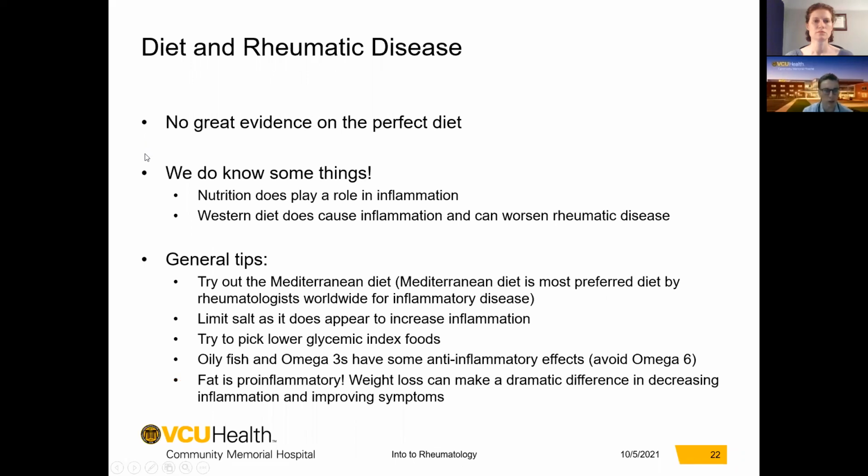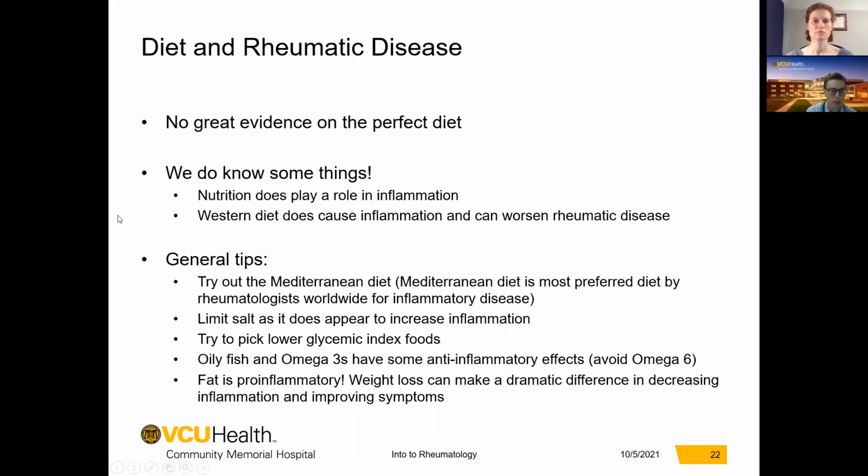Just a couple of other topics that I get a lot of questions about from patients with joint pain and arthritis. What do we do about diet? Is there any diet that can help with inflammation, and any diet that can help with autoimmune disease? To be honest, there's not great evidence on what's ideal, but we do know a couple of things. Nutrition definitely plays a role in inflammation, but the nuances of how and why we don't fully understand yet.